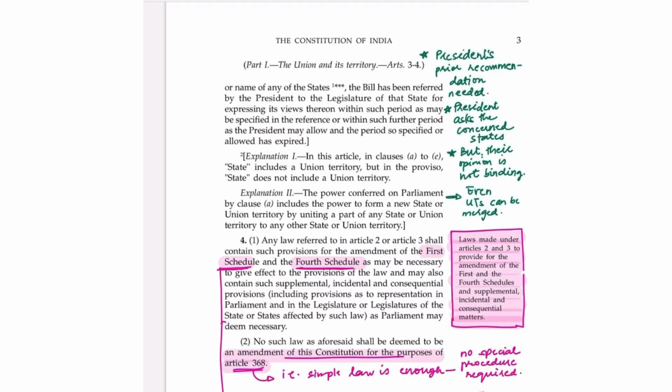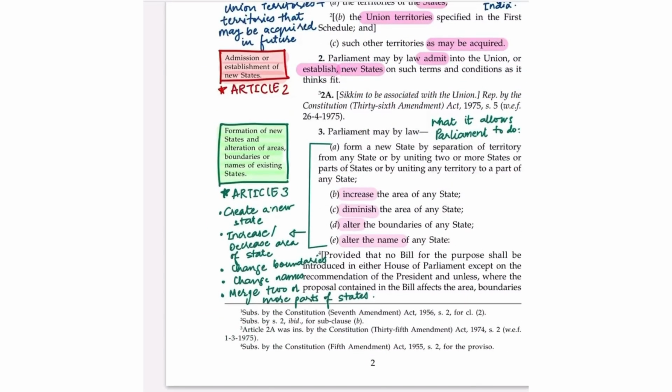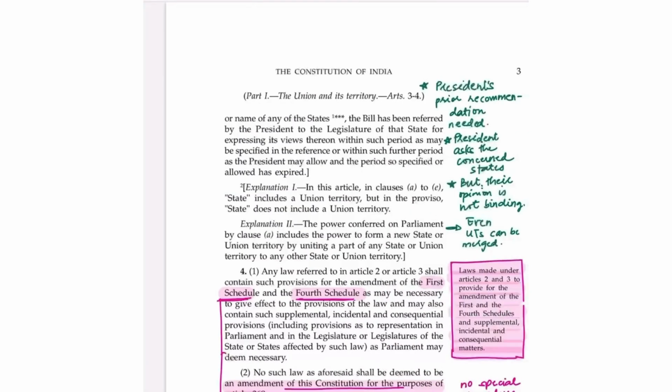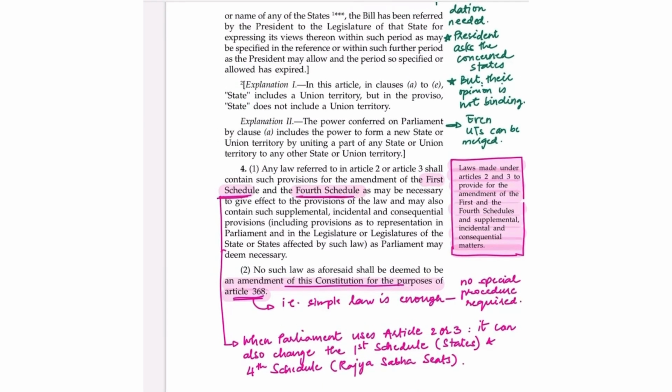Now these are some conditions that have to be met first. President's prior recommendation is required, and the President asks the concerned state. Suppose state A and state B have to undergo some kind of changes. Okay, so what will the President do? It will ask the state government, but if the state government gives a decision which is not in accordance with the President, then that opinion is not binding. The opinion of the state government is not binding. And like here we saw that the Parliament can merge 2 or more states, the same way it can merge 2 or more union territories also. Okay. So that was article 3.